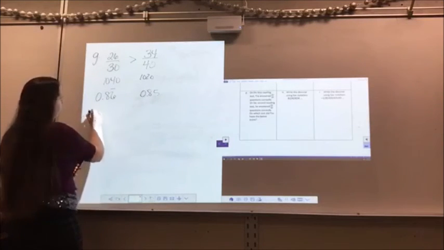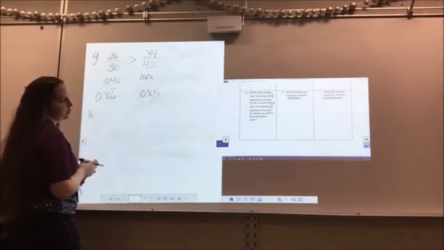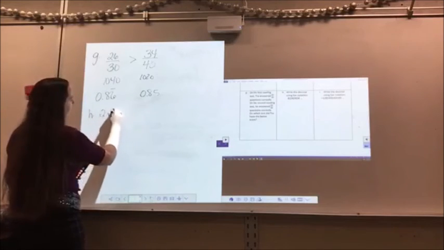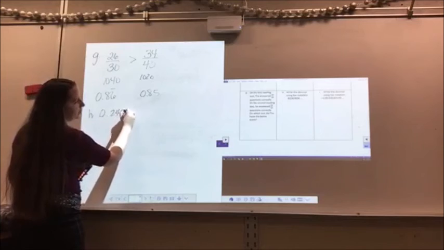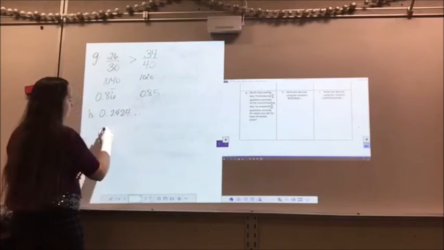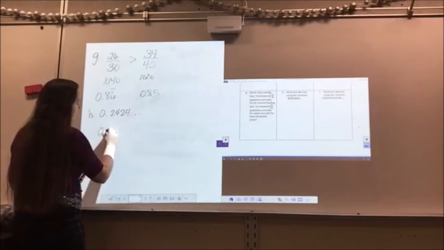For letter H, it says write the decimal using bar notation. I have 0.2424 repeating, so I'm going to write it as 0.24 with the bar over the 24.